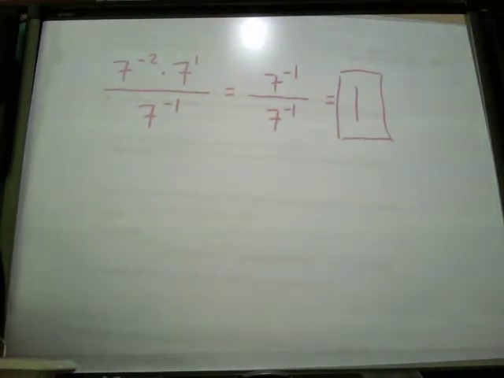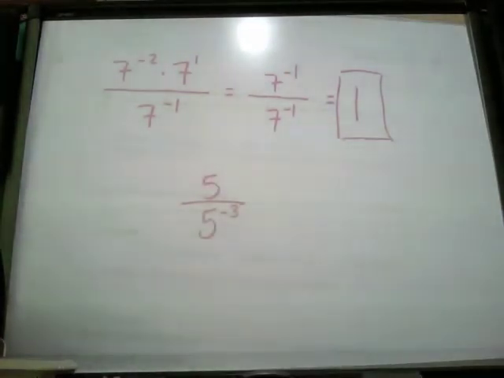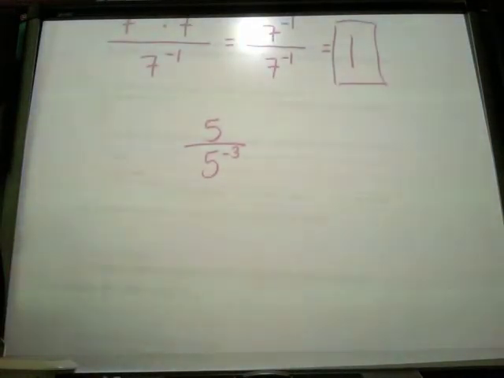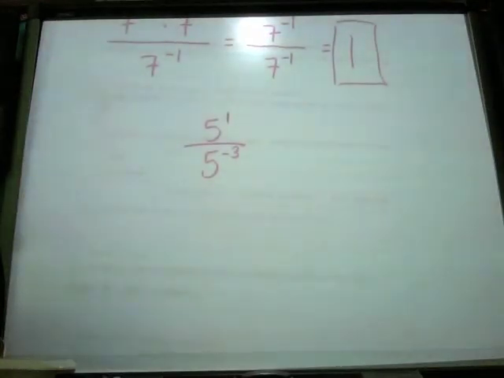Now, one more reminder. I'm not going to do another problem, but just a quick one here. Let's do one more. Sorry, I lied. One more. This one's quick, though. I just wanted to remind you of one more exponent rule. 5 over 5 to the negative 3. Again, on this numerator, we don't have the invisible 1 exponent, we can add it.